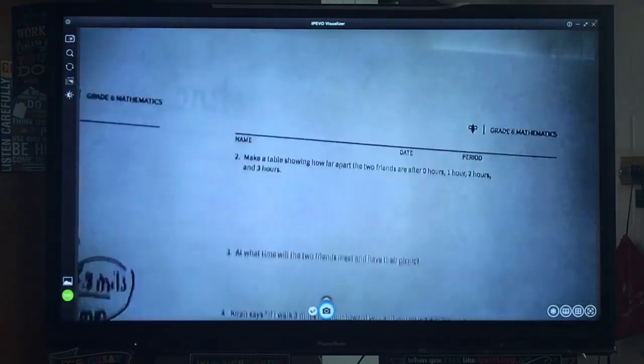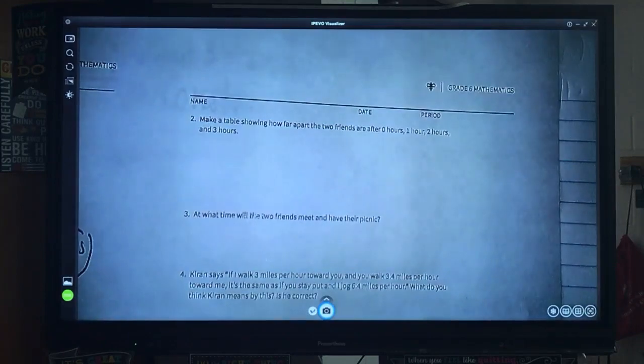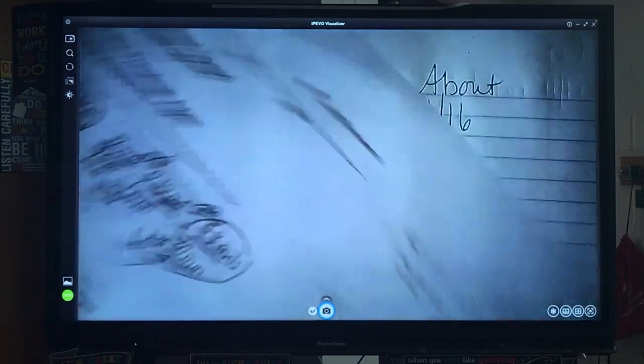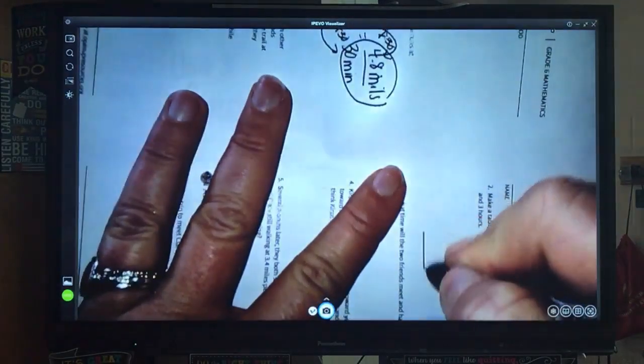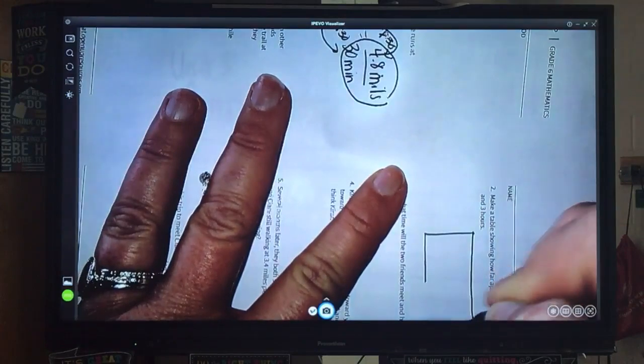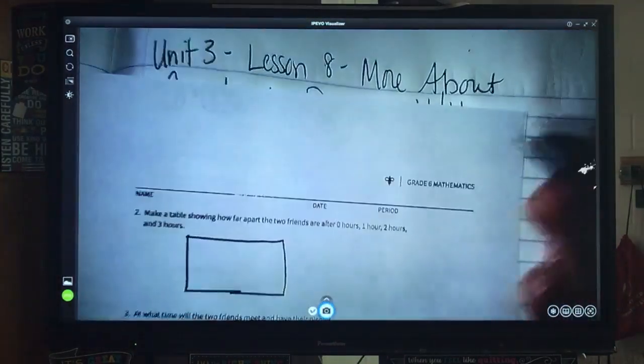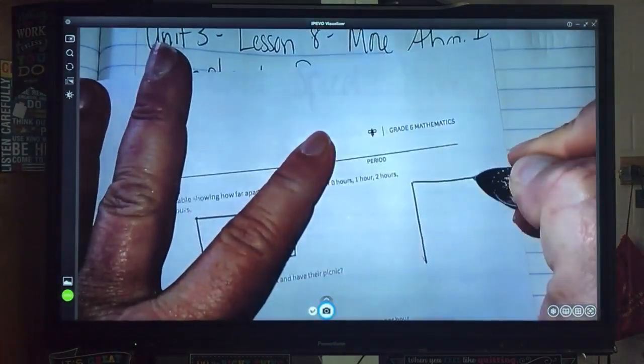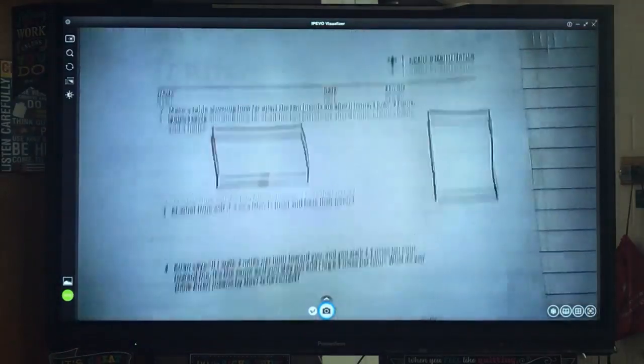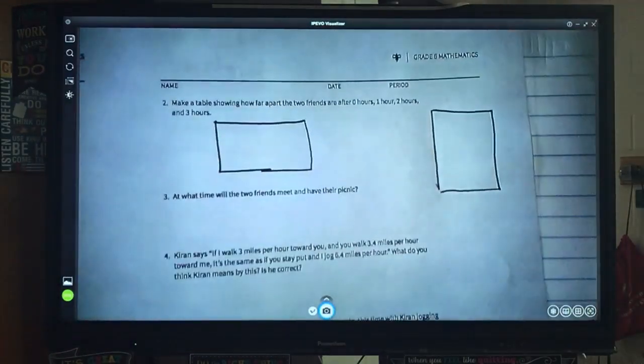Slide over to number 2. Number 2 says, make a table showing how far apart the two friends are after 0 hours, 1 hour, 2 hours, and 3 hours. This is not an option. You have to make a table. You can make one long ways, so you have a little bit more room, or one this way, over here. I don't really care, but you have to make a table. That is not an option.